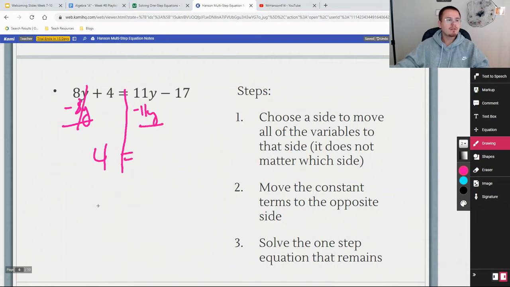4 equals, oop. Look at me making mistakes. A long day of teaching. Remote teaching will do that to your brain.